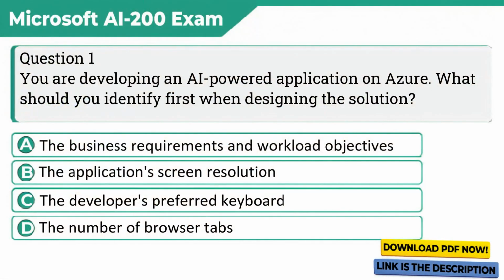Question 1. You are developing an AI-powered application on Azure. What should you identify first when designing the solution? A. The business requirements and workload objectives. B. The application's screen resolution. C. The developer's preferred keyboard. D. The number of browser tabs.